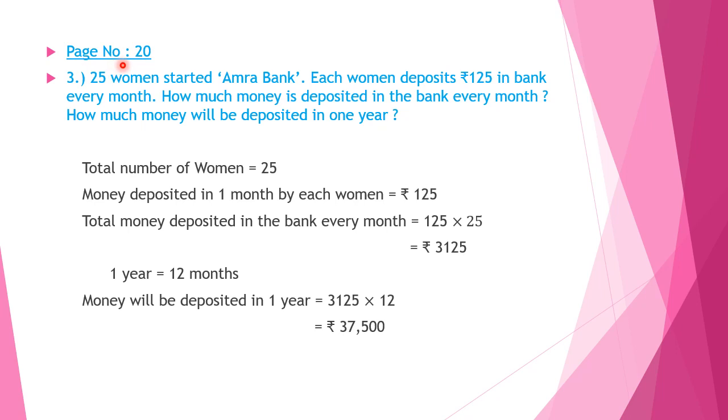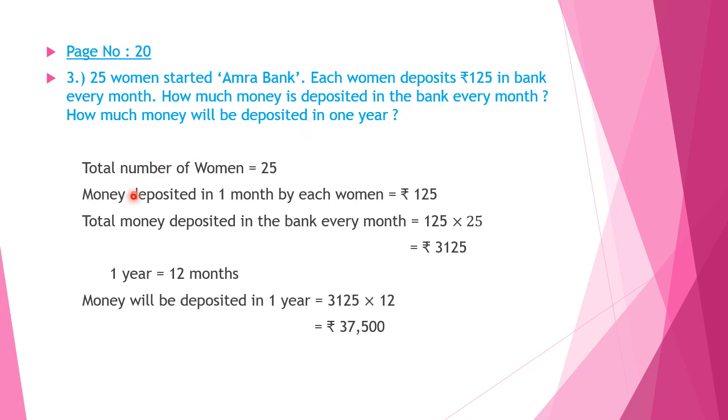Now a question from page number 20. Third one. 25 women started Amra Bank. Each woman deposits rupees 125 in the bank every month. How much money is deposited in the bank every month? How much money will be deposited in 1 year? So there were 25 women and each woman deposited rupees 125 in the bank, and we have to find how much money they deposited in the bank every month. That means in 1 month how much money they deposited, and in 1 year how much money they deposited.